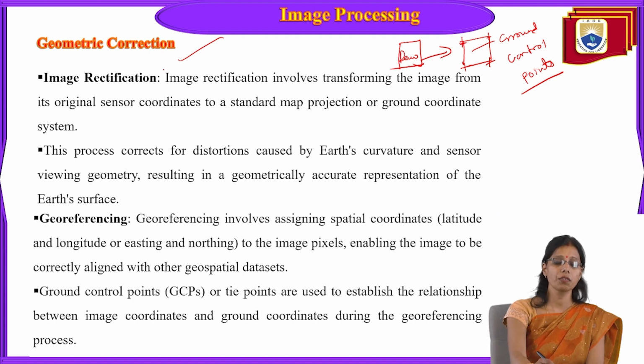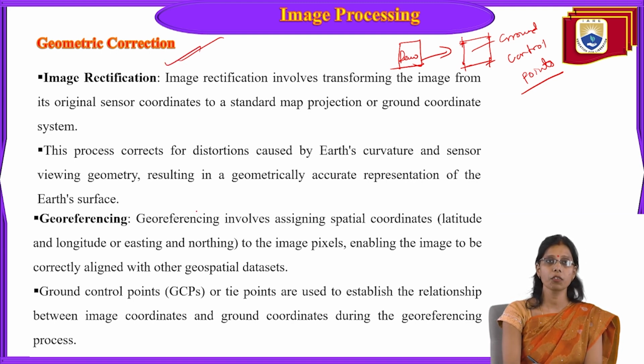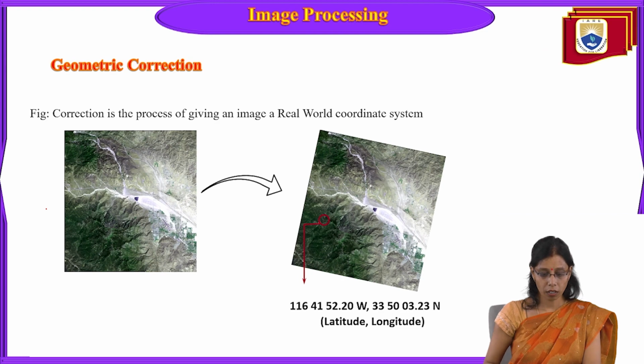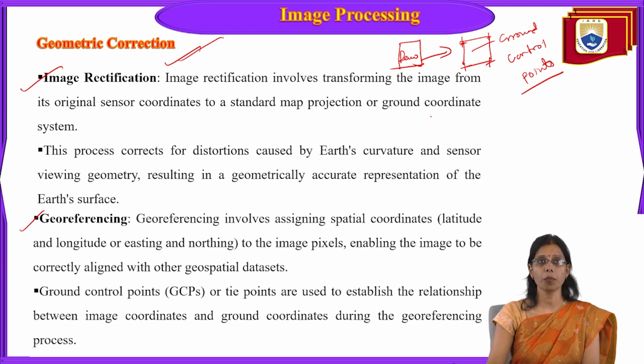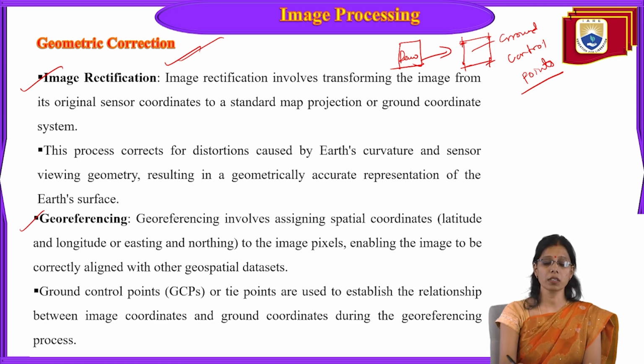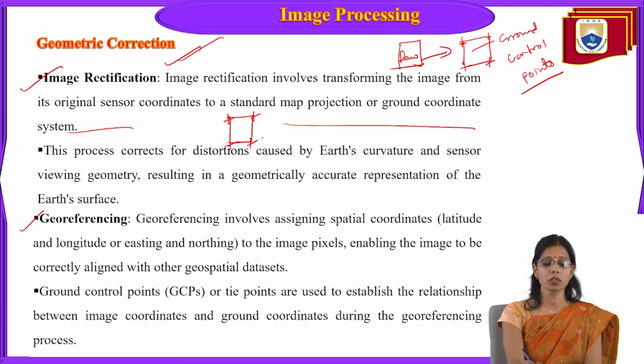When we talk about geometric correction, we have a few steps to rectify the image: image rectification and georeferencing. So what is image rectification? Image rectification involves transforming the image from its original sensor coordinates to the standard map projection or ground coordinate system. Rectification means transformation of the original sensor coordinates. That means whatever the original ground coordinates are, suppose latitudes and longitudes, those are transferred to the image.